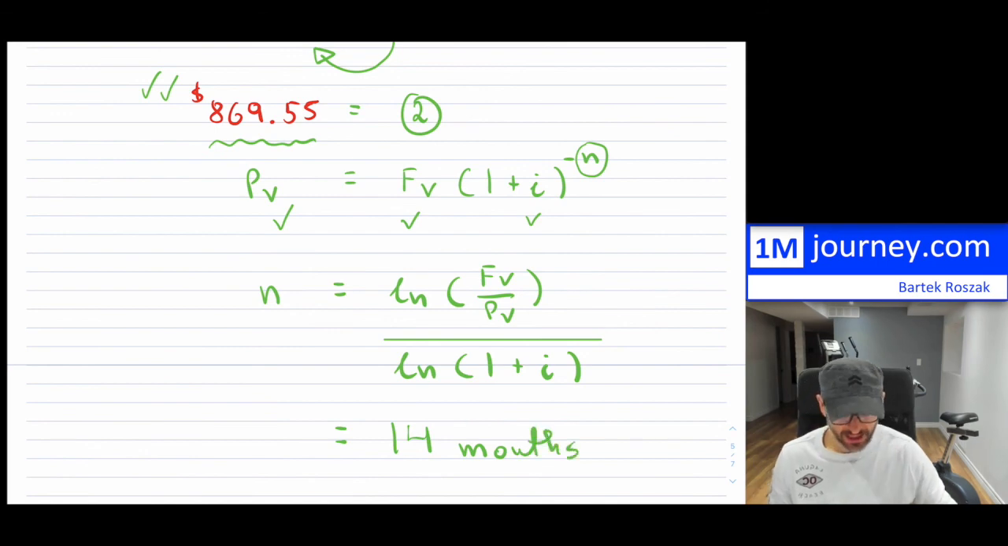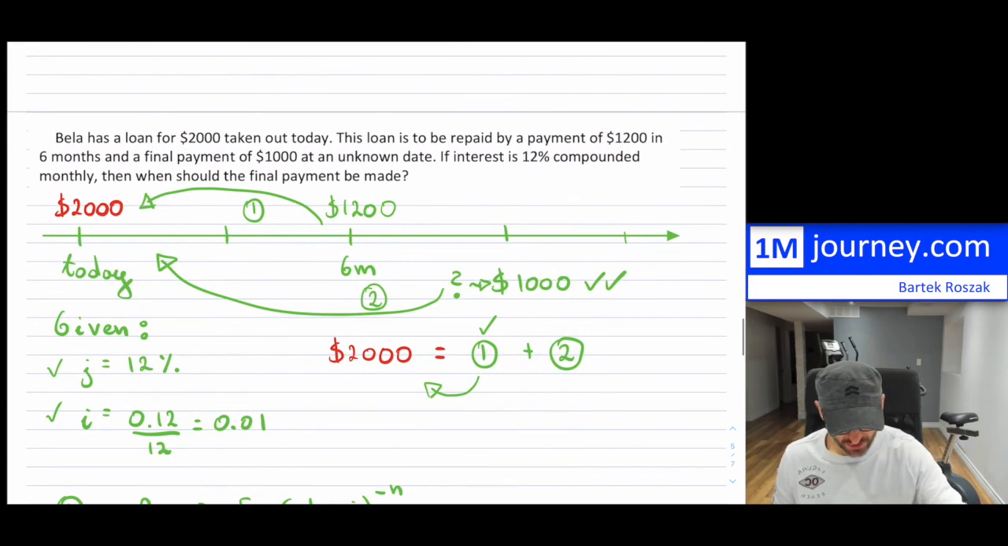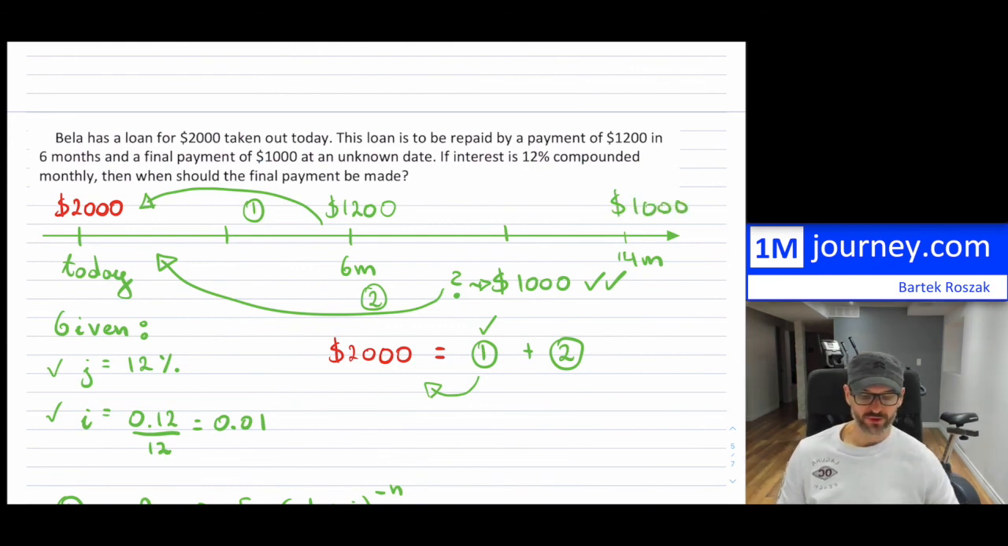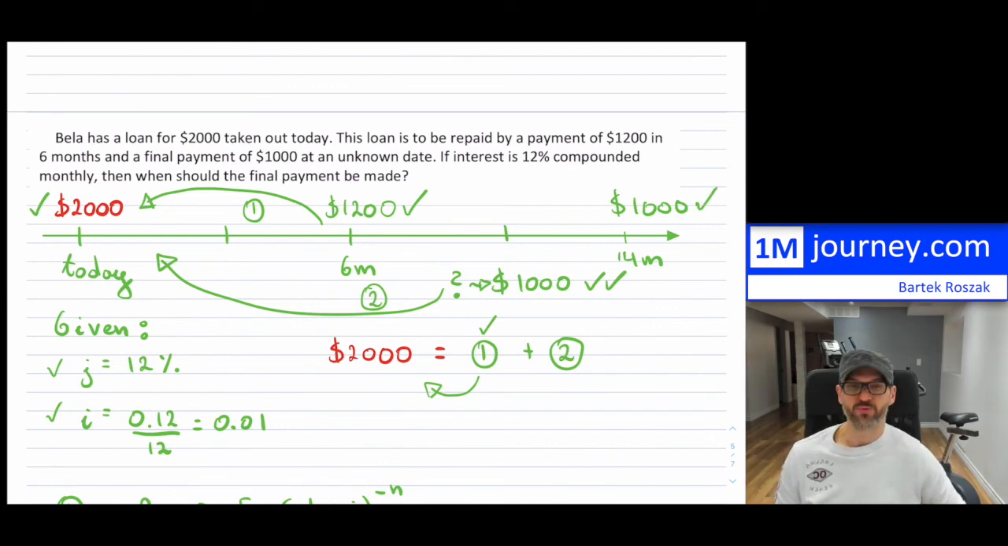Now, what does this tell us? It says that this second payment was a little bit further out. It was at approximately 14 months. So your loan of $2,000 is going to get paid off by $1,200 at 6 months, and that $1,000 would have to be at 14 months. And that's how you would do this particular example.